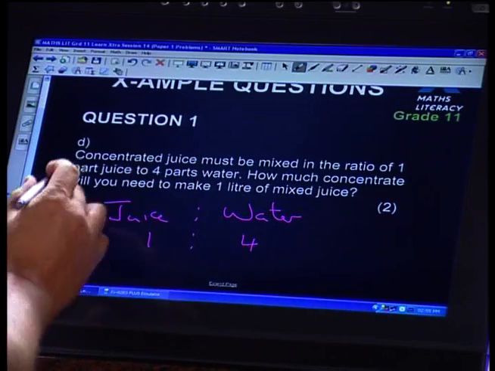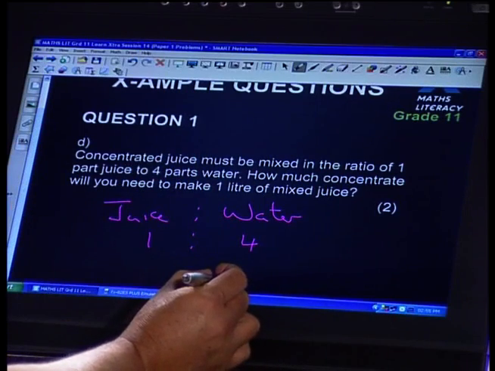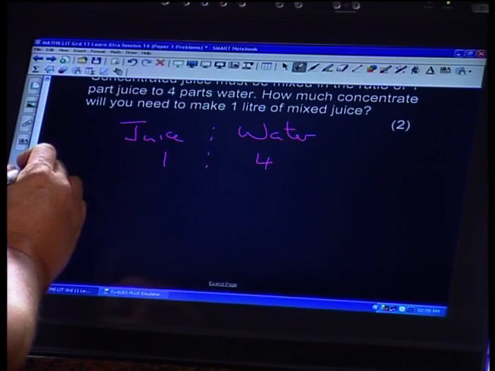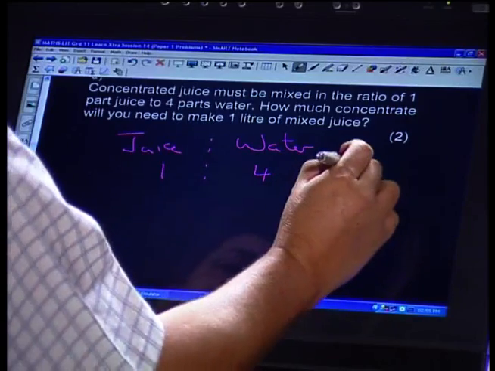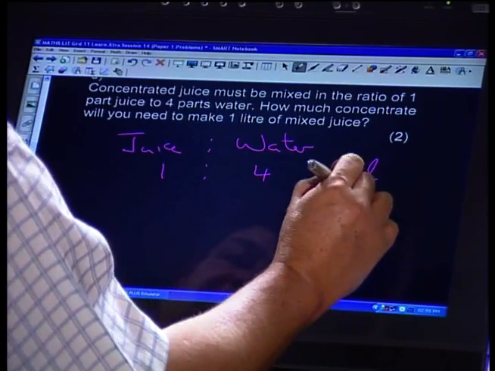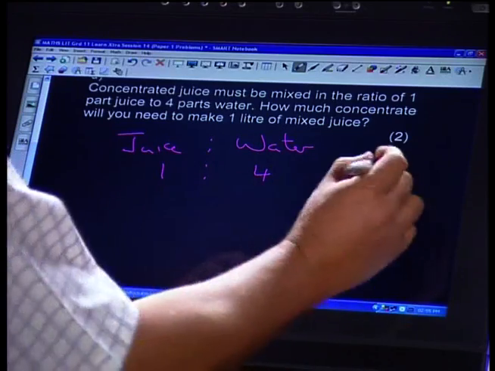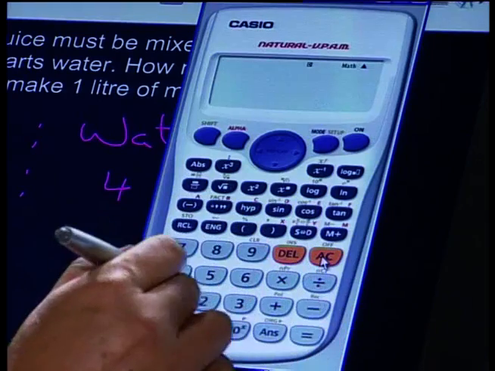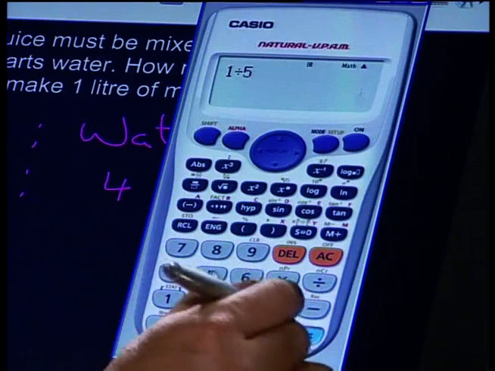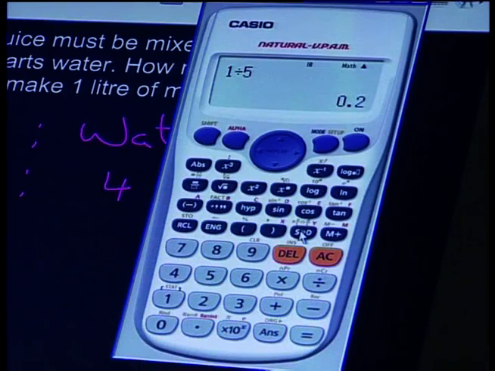Now, how much concentrate will you need to make 1 liter of mixed juice? Okay, folks. Now, how many parts are there altogether, right? So, if I've got the 1 part juice, 4 parts water, I add them up and I land up with 5 parts. So, we've got 1 liter and we're going to divide it by 5. If we do that, 1 divided by 5, and we get 0,2.